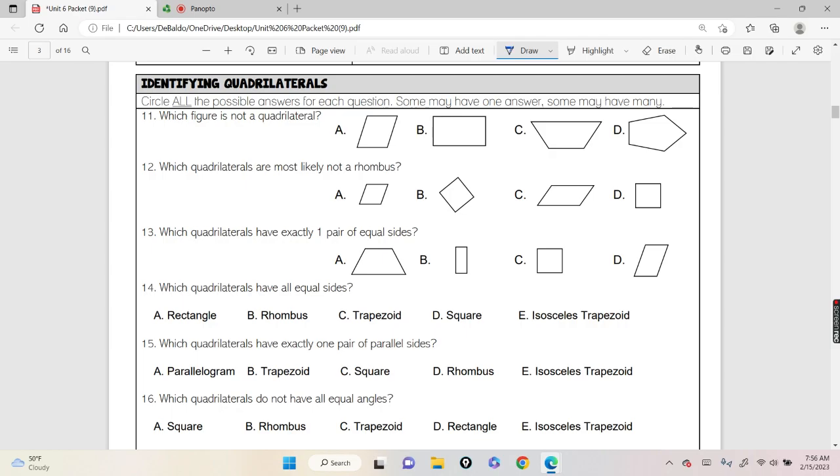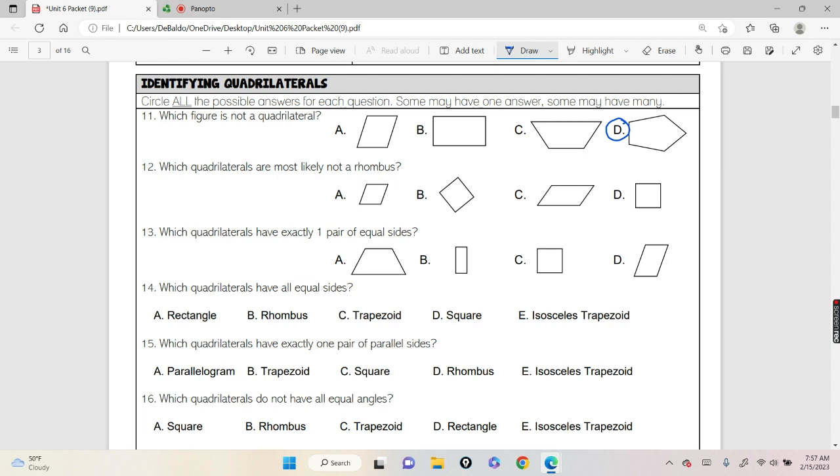Number 11, which figure is not a quadrilateral? So we look at these figures and say, well, which one does not have 4 sides? And it looks like D. Looks like D has 5 sides, which is called a pentagon.